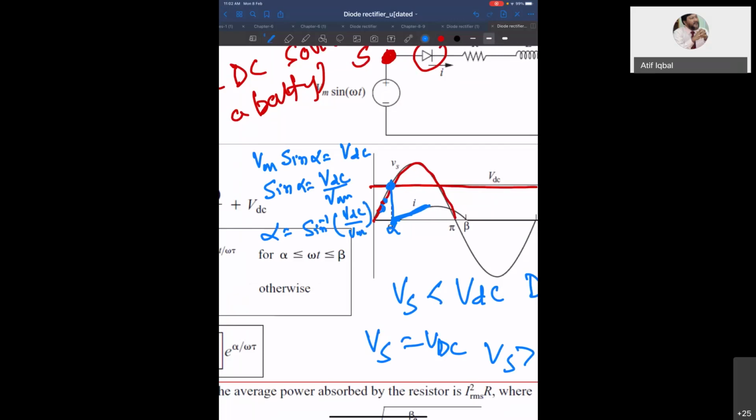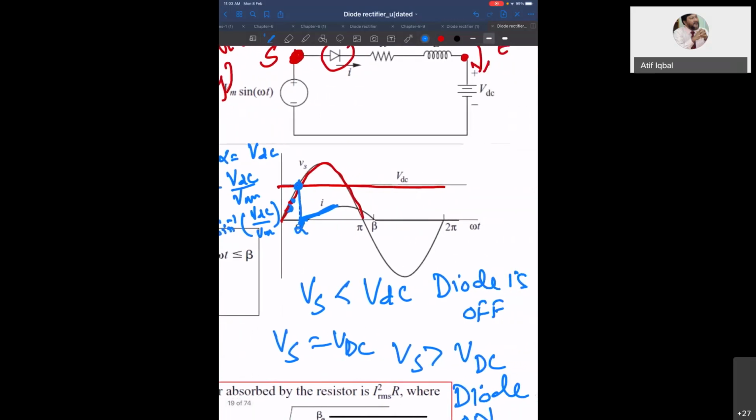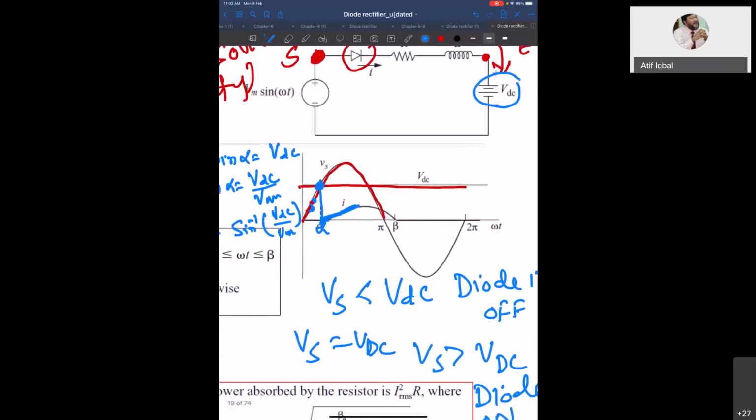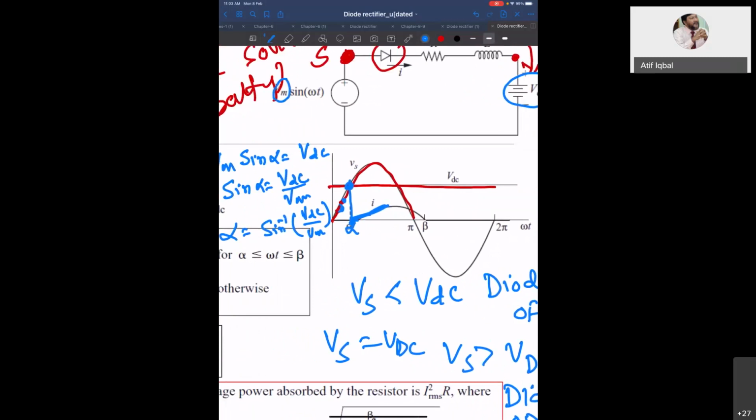What is VDC? VDC is the voltage of the battery. And what is Vm? Vm is the peak value of the source. Here they have shown a delay in the start of the current, just to consider some voltage drop across the diode, but I will consider this as ideal. I will start the current exactly from here, and the current will rise.